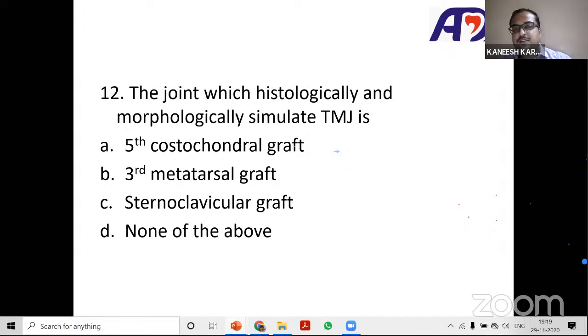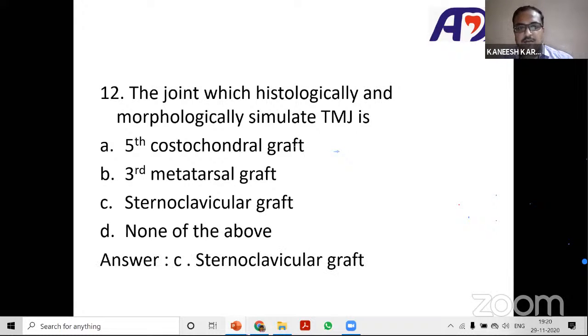The joint which histologically and morphologically simulates the TMJ is, I told you about the costochondral graft, no? We saw in the previous question, you have to take a costochondral graft only. Oh, sorry. It is sternoclavicular graft only. The answer is C, sternoclavicular graft.